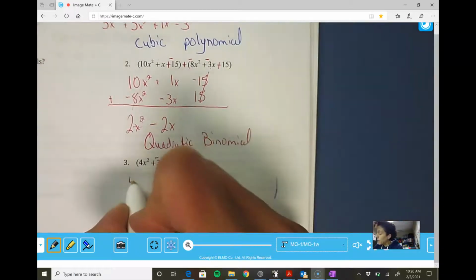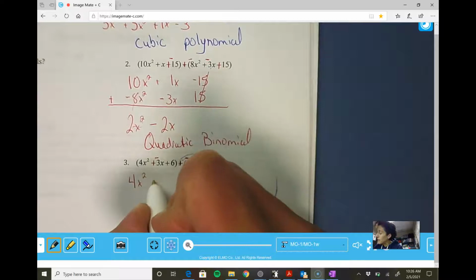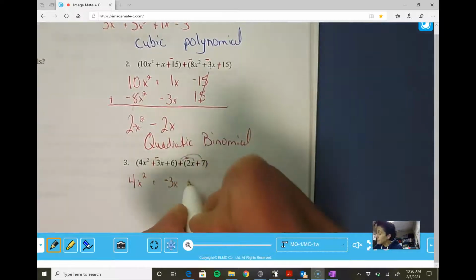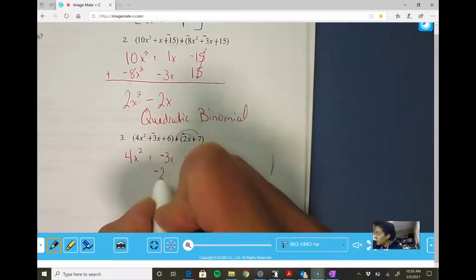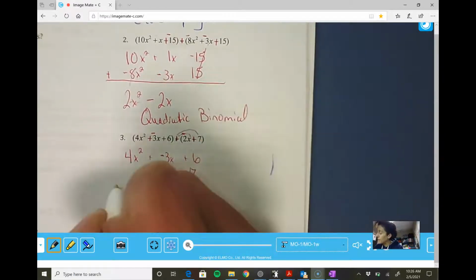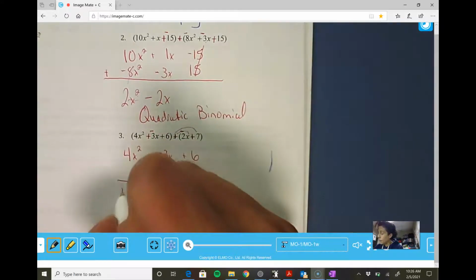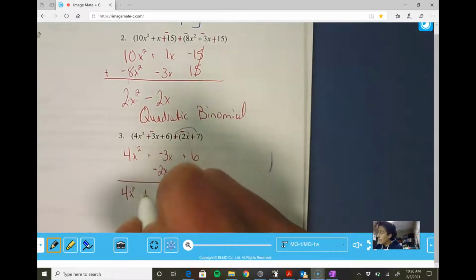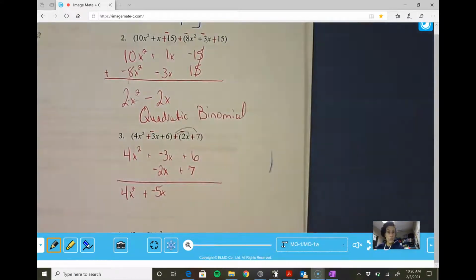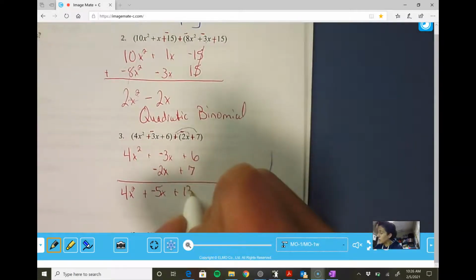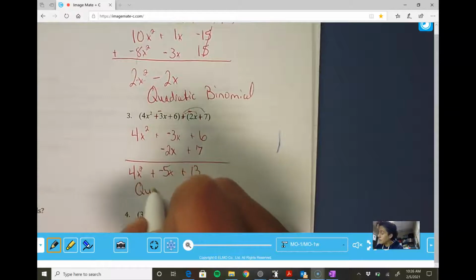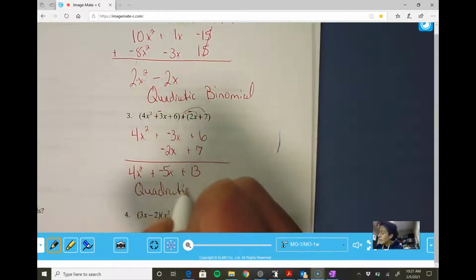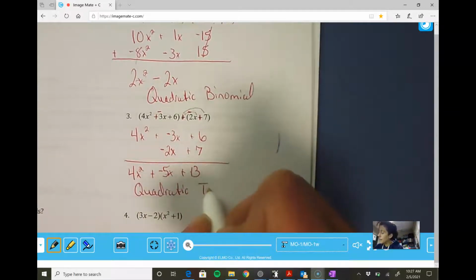So now I'm going to write my problem, 4x squared plus negative 3x plus 6, and then I'll put this below it, like terms with like terms, negative 2x plus 7. And now I can add. I have 4x squared. I have a negative 5x, or I could do minus 5x, and then when I get this, I get 13. So when I name this, this is a quadratic. That's a very sloppy 2, but a quadratic. And since I have 3 terms, I call it a trinomial.